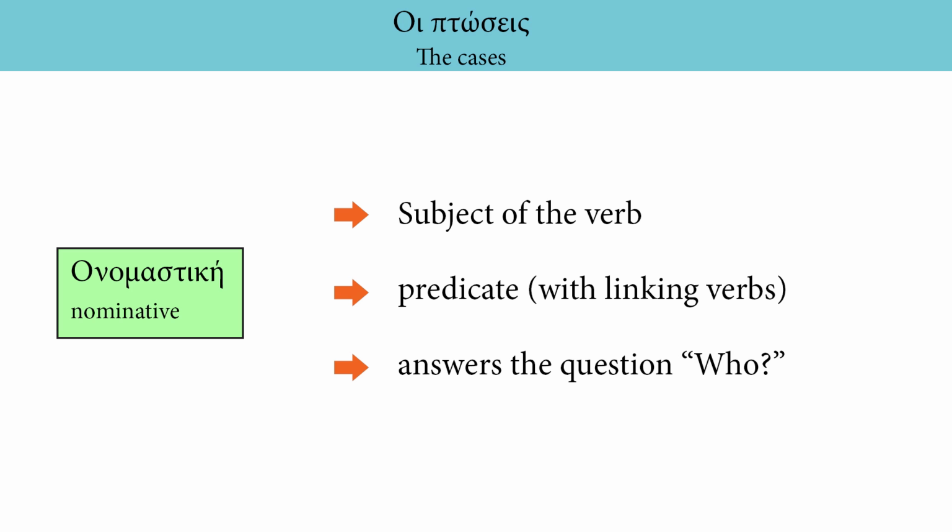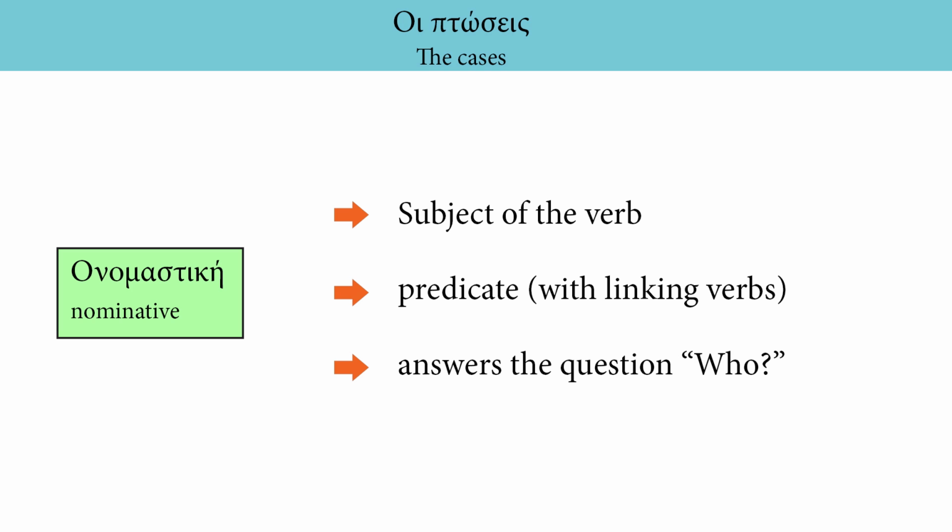Let's begin with the nominative case. The nominative case is the case of the subject of the verb or the subject of the sentence. It is the case in which you find the words in a dictionary, and of course, by the ending of the nominative case, you decide how to decline a word.